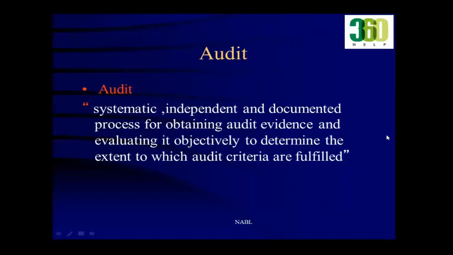So what does it mean? Systematic means it's not that randomly someday NABL will come and check on you. It is a planned audit. So an accreditation audit is a planned audit. Independent means unbiased. NABL is a third party, so they do not belong to or are not connected to your laboratory somehow. And documented process: any audit where documentation is not done is as good as not done. So it has to be a written process. Everything has to be documented.